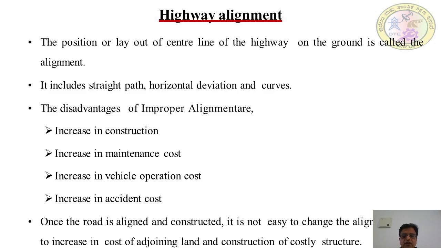So obviously, when all these structures come up, the cost of the land will increase. Afterwards, even if you want to change the alignment, it is almost impossible because the cost of the adjoining land will also be more. You need to pay higher compensation for this. So that's why it is very, very important that you align the road properly at the initial stage.